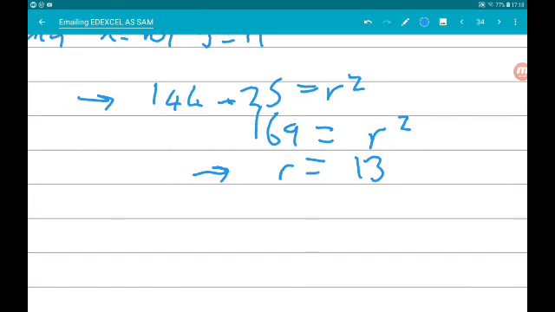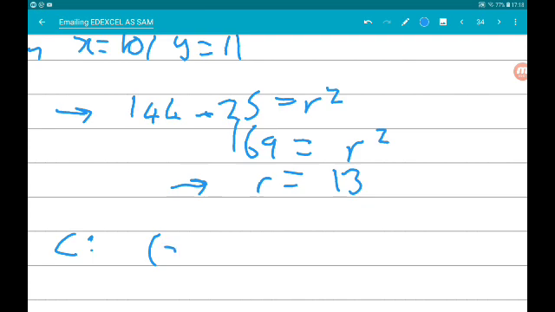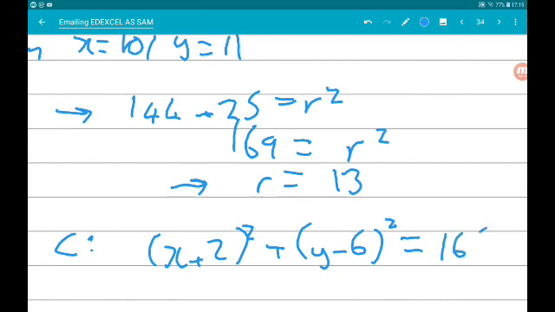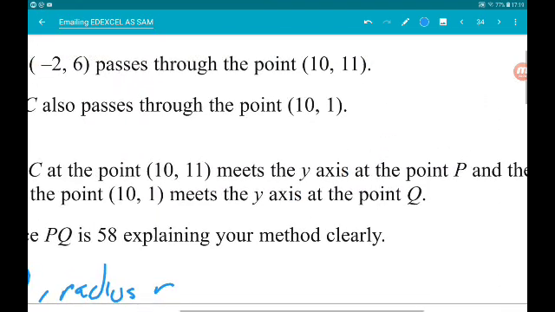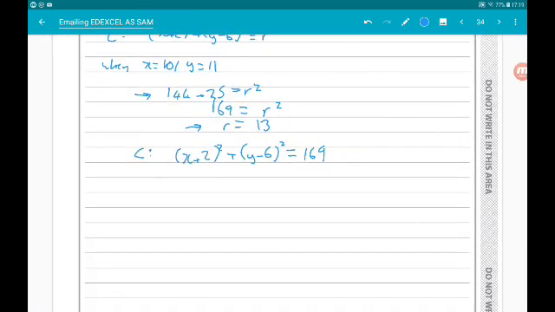So C has equation (x add 2) squared add (y minus 6) squared is equal to, that's not 100, yes it is equal to 169. Now we want to show that this other point, (10, 1), lies on the circle. So if (10, 1) does lie on the circle, it will satisfy the equation.